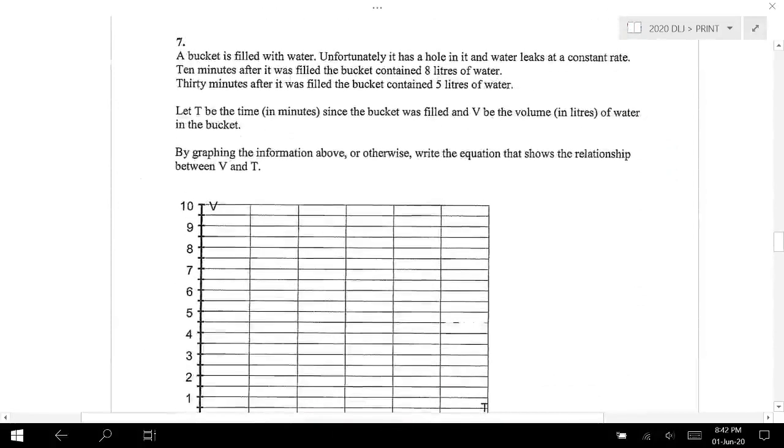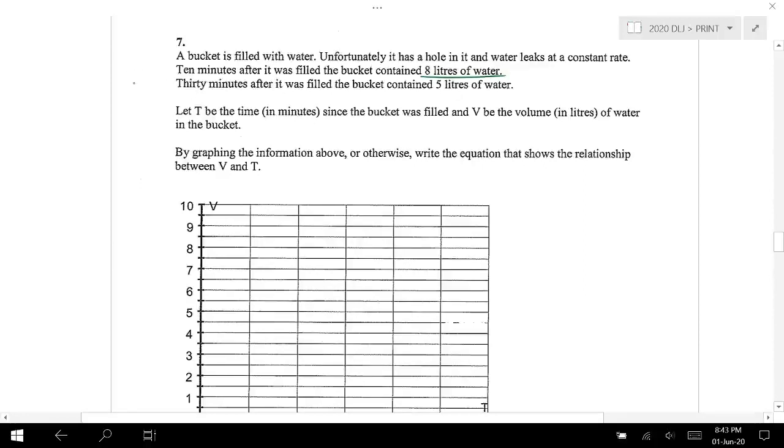Question 7. A bucket is filled with water. Unfortunately, it has a hole in it, and water leaks at a constant rate. 10 minutes after it was filled, the bucket contained 8 litres of water. 30 minutes after it was filled, the bucket contained 5 litres of water.